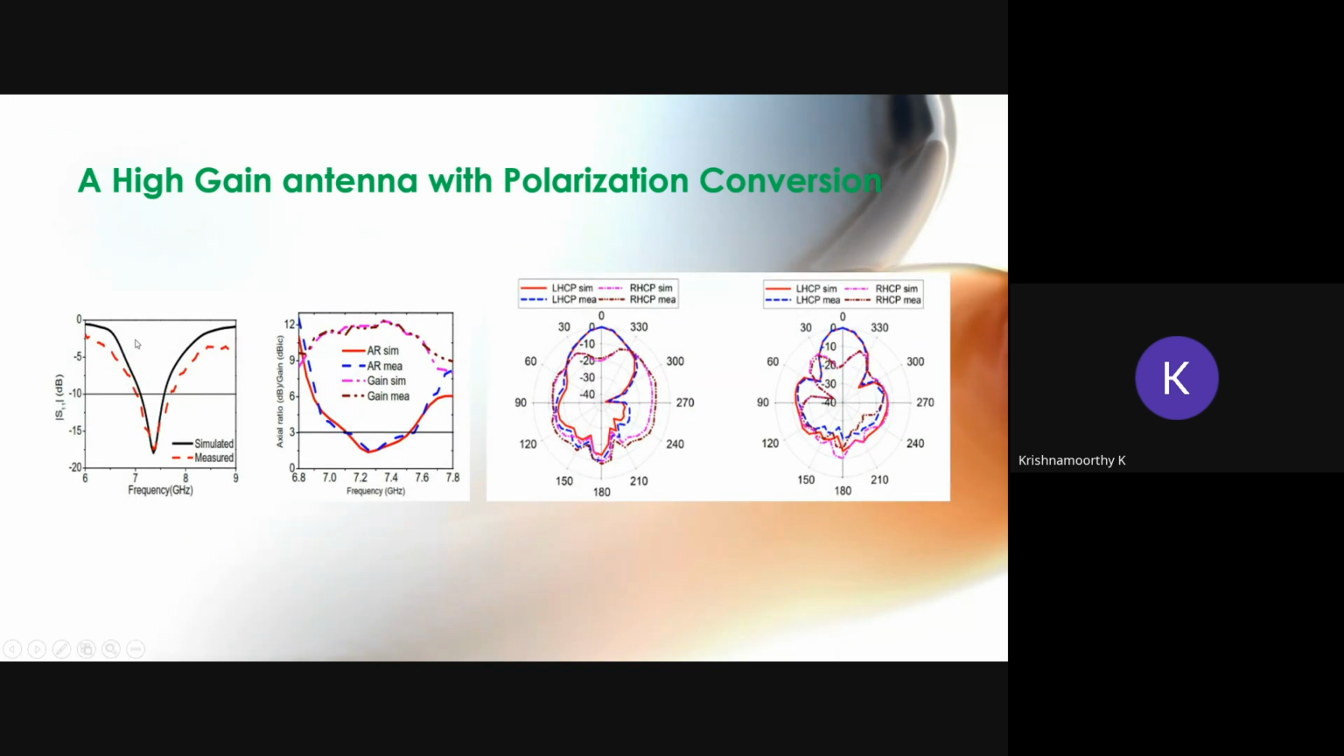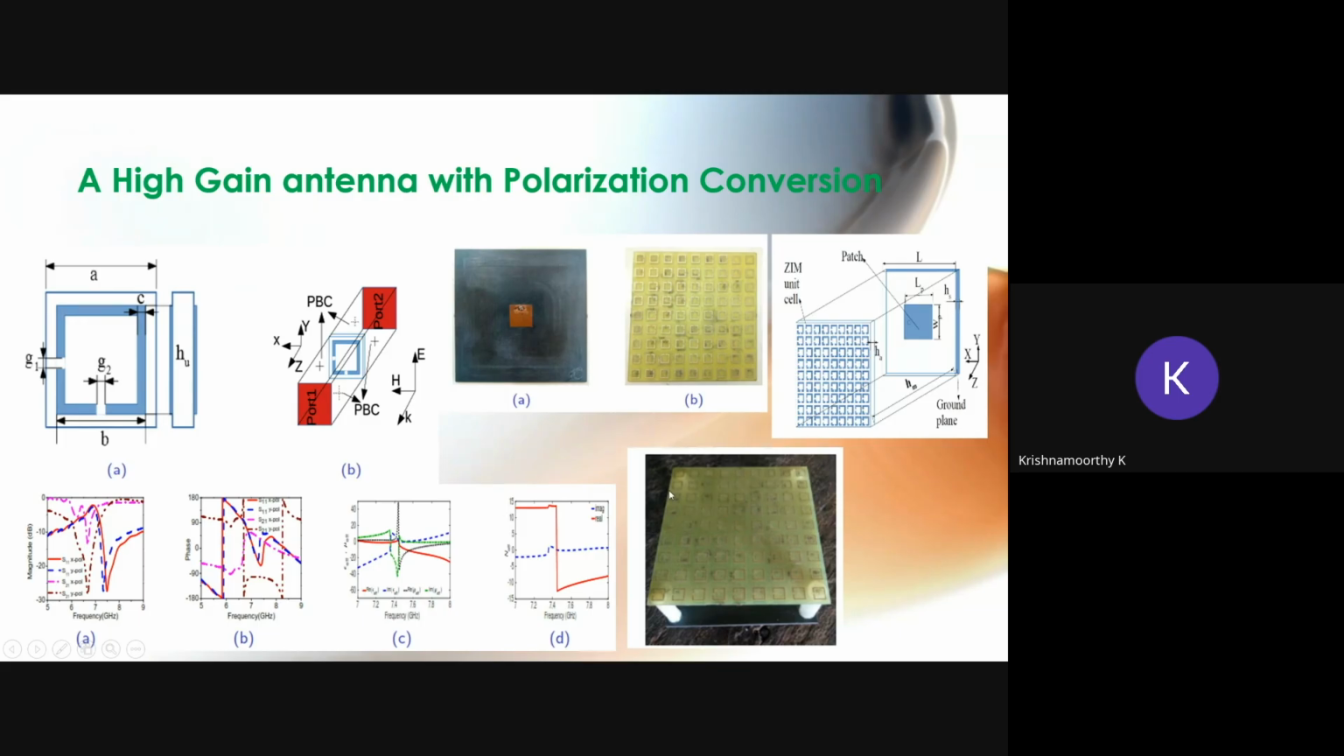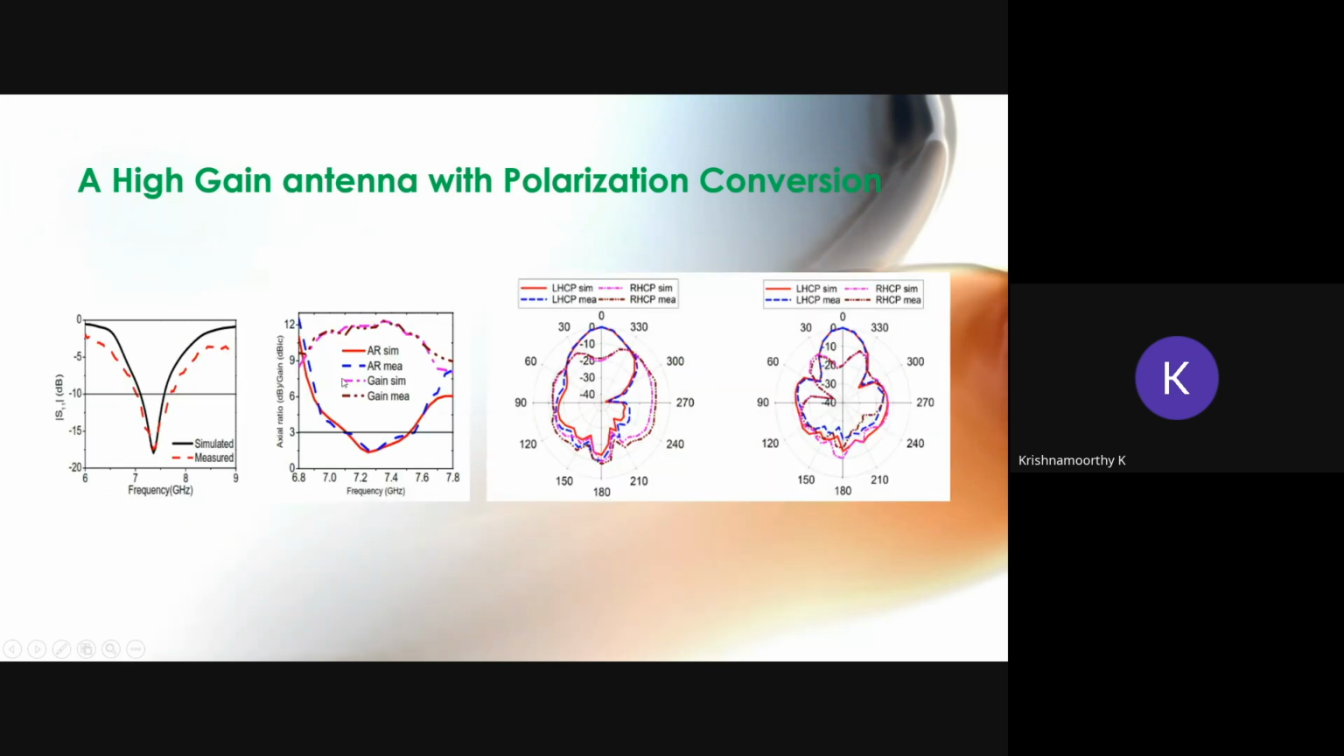Okay, so this is the return loss plot for the metastructure loaded patch antenna, and this is the axial ratio and gain. Other than giving the gain, this structure is going to simultaneously convert the linear polarization to circular polarization. Okay, so both the gain enhancement as well as polarization conversion are going to happen in this structure. So we can have the circular polarization characteristics as well as the gain improvement here.